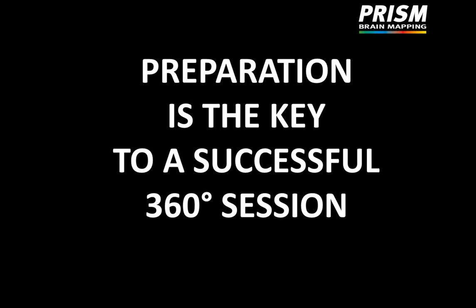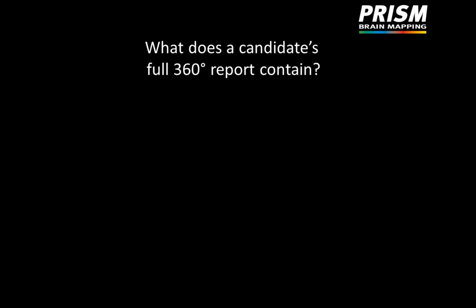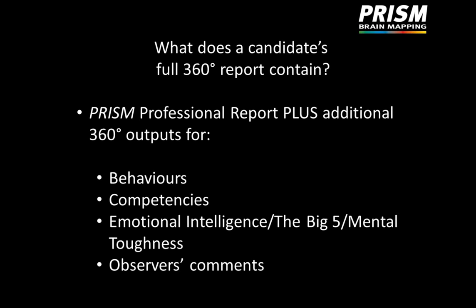Preparation. It makes sense that because you are handling a large volume of data, in order to initiate the 360 process, an element of planning is required to ensure all the data is captured and ready to hand so it can be input into the system effectively and accurately. The full PRISM 360 output comprises the candidate's PRISM professional report plus additional 360 outputs for behaviours, competencies, emotional intelligence, the Big 5, mental toughness and verbatim comments from the observers.